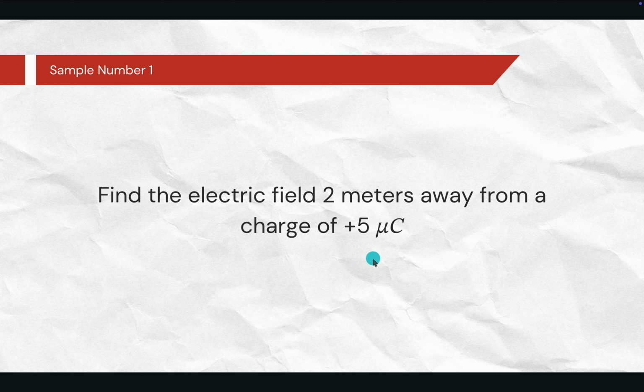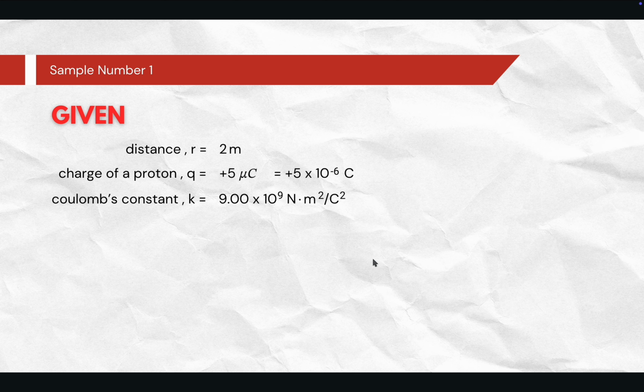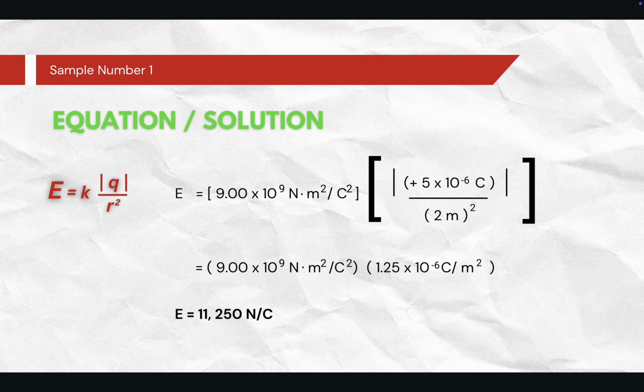So, first, let's write the given again. The distance is 2 meters, the charge is positive 5 microcoulomb. I said earlier that microcoulomb is equivalent to times 10 raised to negative 6 coulomb. Then we're also given the Coulomb constant. Next is to find the electric field. That's what we're looking for. Here are the equation and solution for finding the electric field.